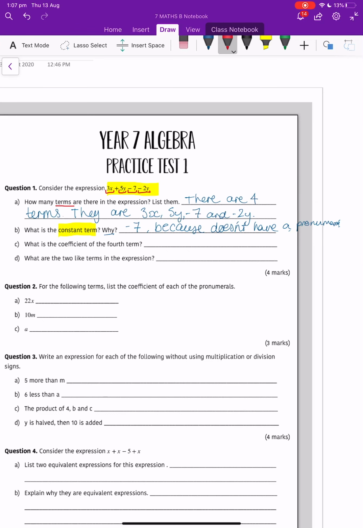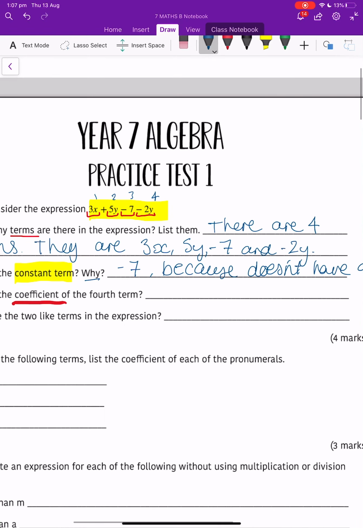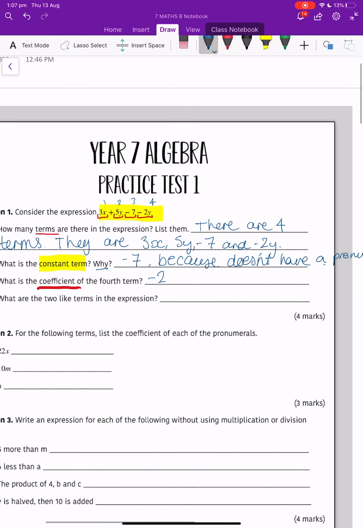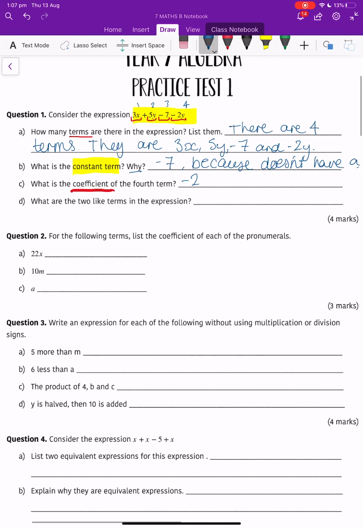What is the coefficient of the fourth term? So remember, the coefficient is the number in front of the pronumeral. So let's have a look. This is my first term, second term, third term, fourth term. The fourth term, the coefficient is negative 2y. Sorry, the coefficient is negative 2, okay, of negative 2y. You must include the negative. You can't just say 2, otherwise you would get it wrong.